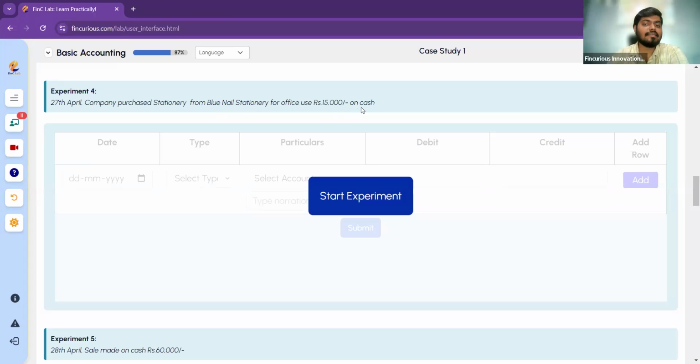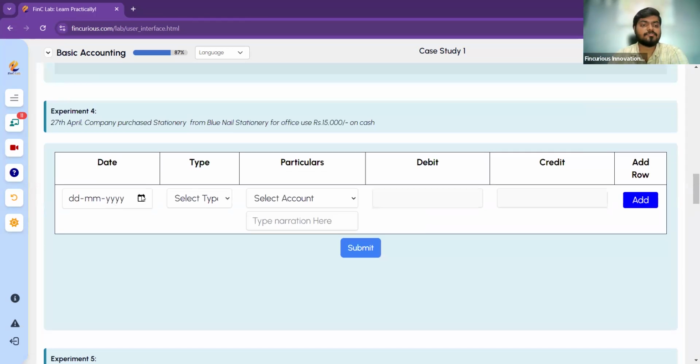And again they are telling on cash. If it is on credit, we would have credited Blue Nail Stationery, but it is on cash. So cash is only going out, correct? If cash is going out, being an asset decreasing, we need to credit cash. What to debit? We should not debit purchases account here. These are not goods. This is stationery. So stationery is an expense. Stationery account expense being increasing, we need to debit stationery account. So stationery account debit to cash account. So let us do that in the experiment.